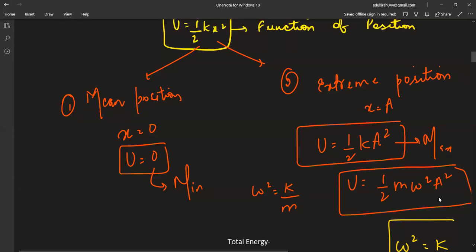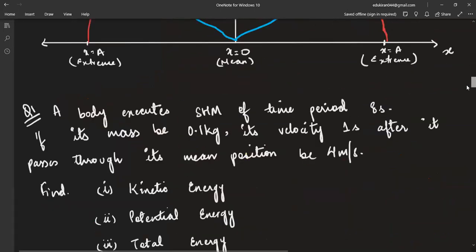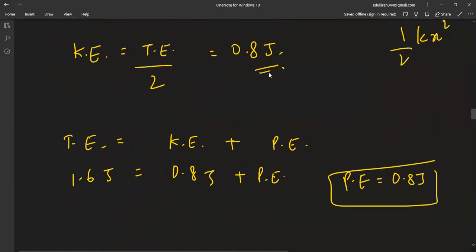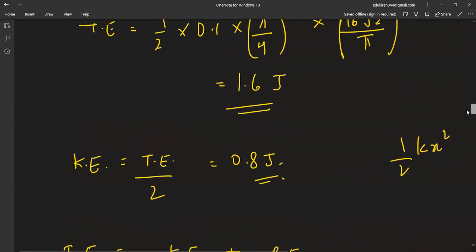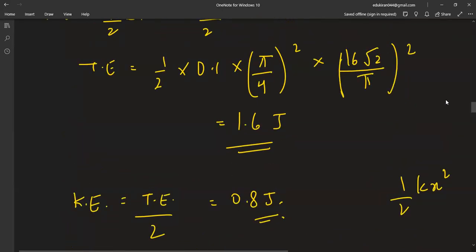So here we are not using this formula, half m omega square a square. We have used this formula for kinetic energy. But because kinetic energy this time came out to be 0.8 joule, it's not necessary that it will always come out to be 0.8 joule. Ma'am, then how can we say that the total energy divided by 2 is kinetic energy? No, see, there's a formula for this. Kinetic energy is usually total energy divided by 2. This is because of this relation.